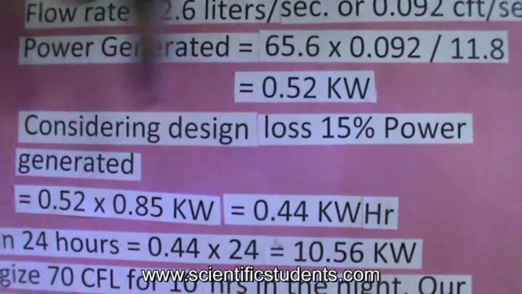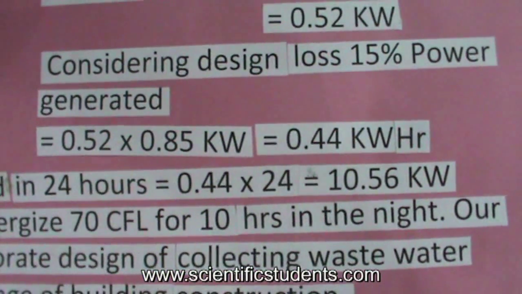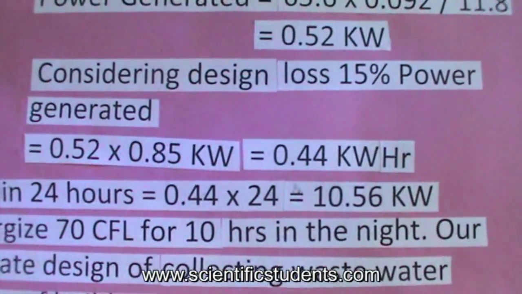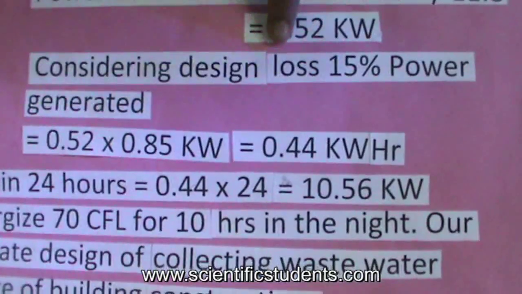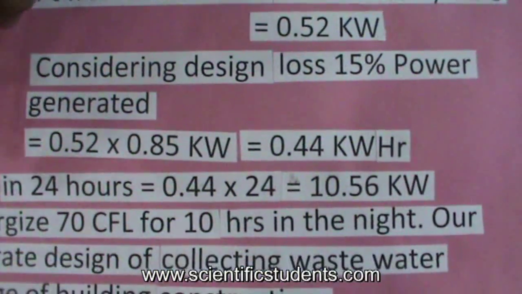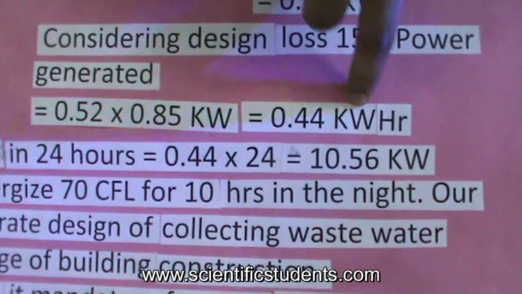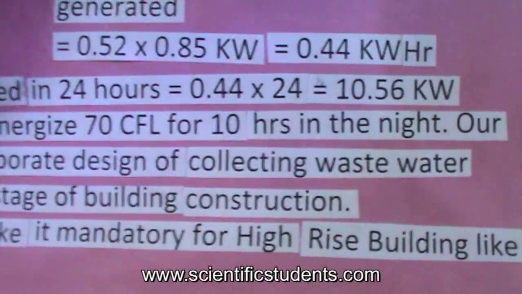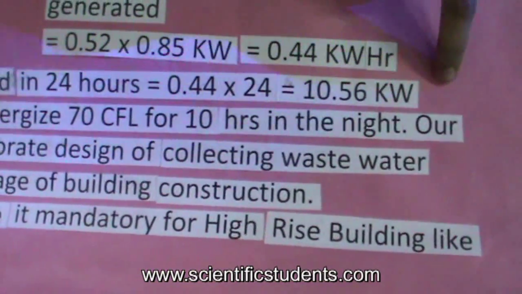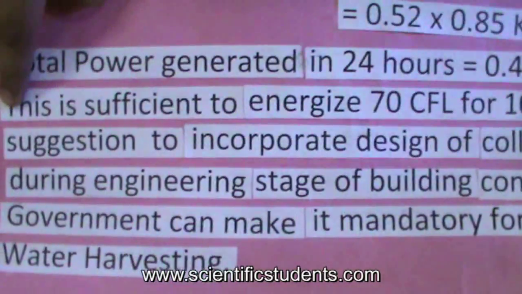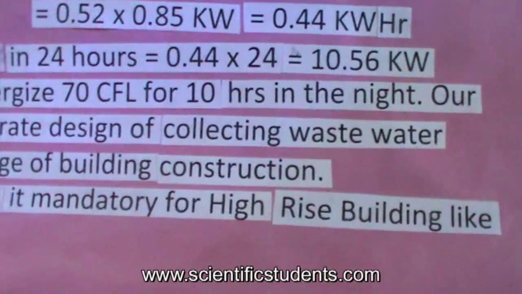Now we are considering that due to the design, loss of power is 15%, because from the DC generator we have to convert into AC for supplying to the CFLs which are lighting with this, and also while transporting the electricity some power is lost. So we are taking 15% loss of electricity, and we calculate 0.52 into 100 minus 15, that is 85%. We get 0.44 kilowatts per hour. Now we are calculating it for 24 hours. In 24 hours we are generating 0.44 into 24, that is 10.56 kilowatts of power. Now this can be used for lighting 70 CFLs of 15 watts for 10 hours in the night time. So this much electricity is generated from an apartment's wastewater.